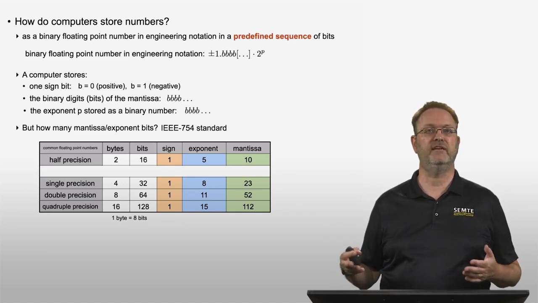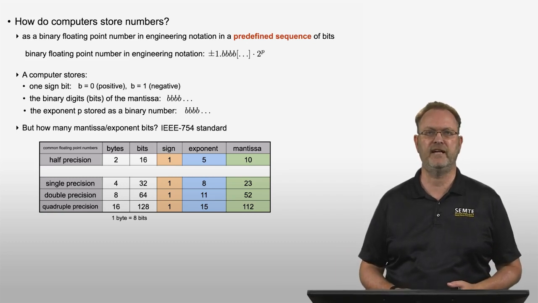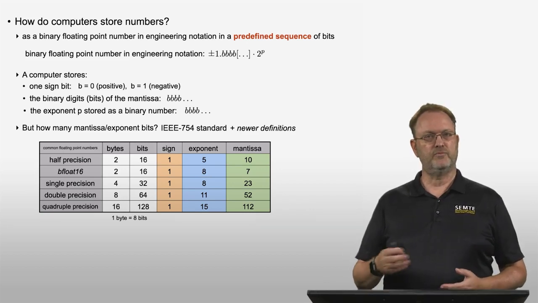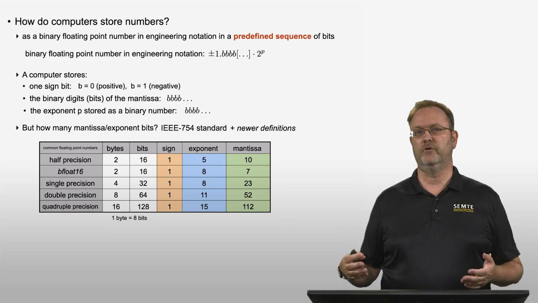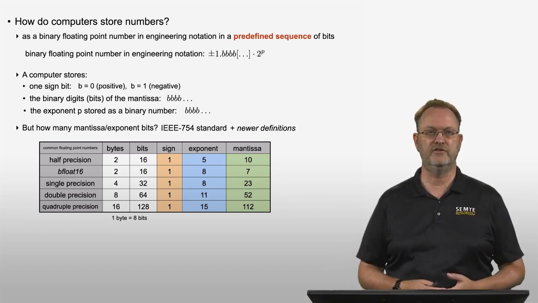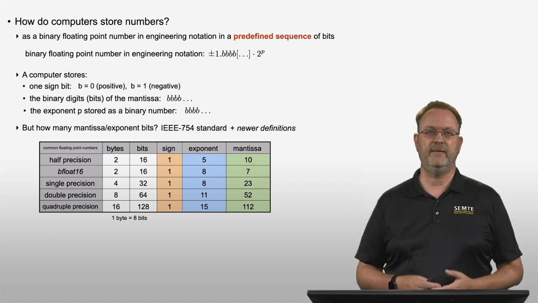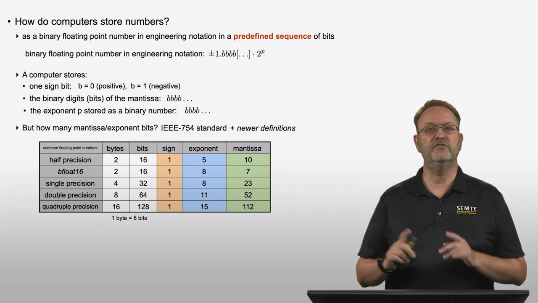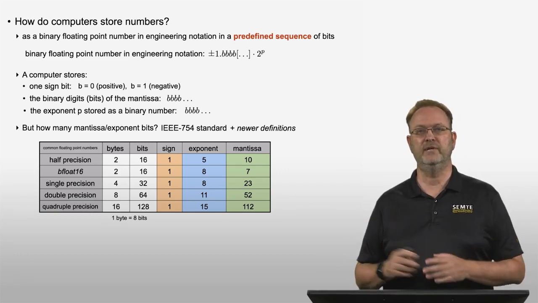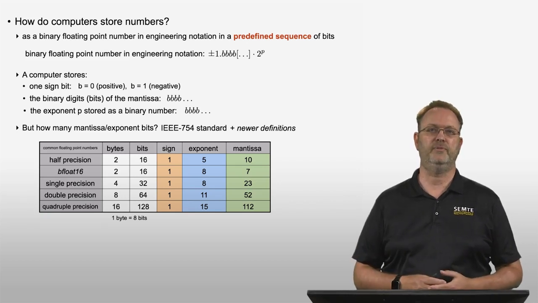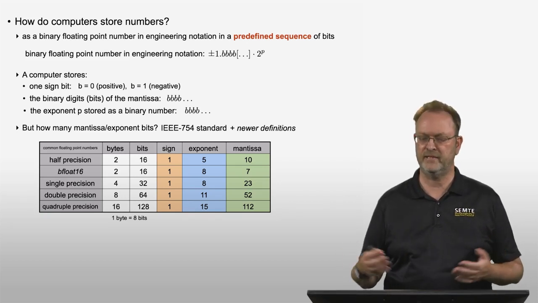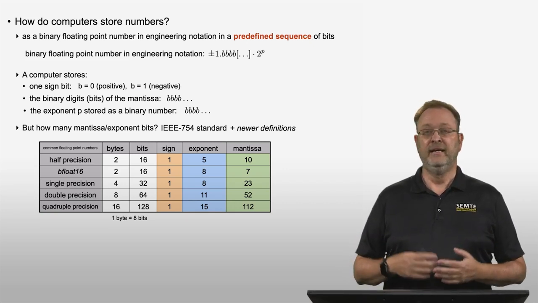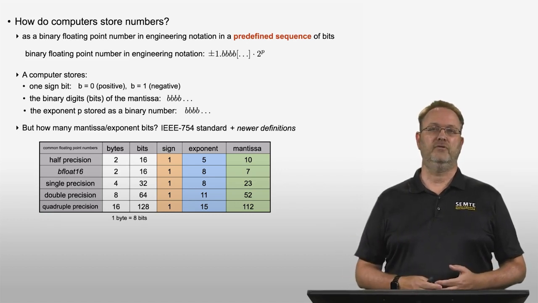So those are the numbers that are defined in the IEEE 754 standard, but additional newer definitions have come along since then. And I just want to point out one here that is interesting for machine learning and artificial intelligence, and that's the bfloat16 number type that uses the same number of bits as half precision numbers, but distributes the number of bits between the exponent and the mantissa slightly differently. So bfloat16 has one sign bit. It has 8 bits reserved for the exponent, so the same number as single precision. And then it only has 7 bits left to define the mantissa.